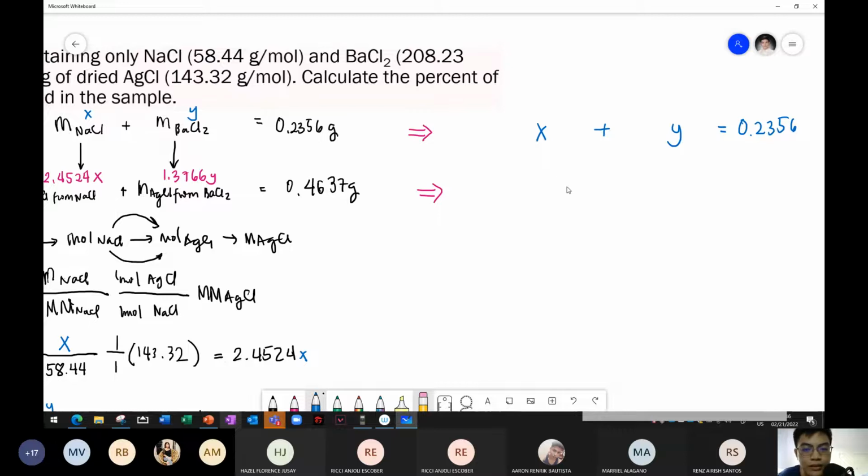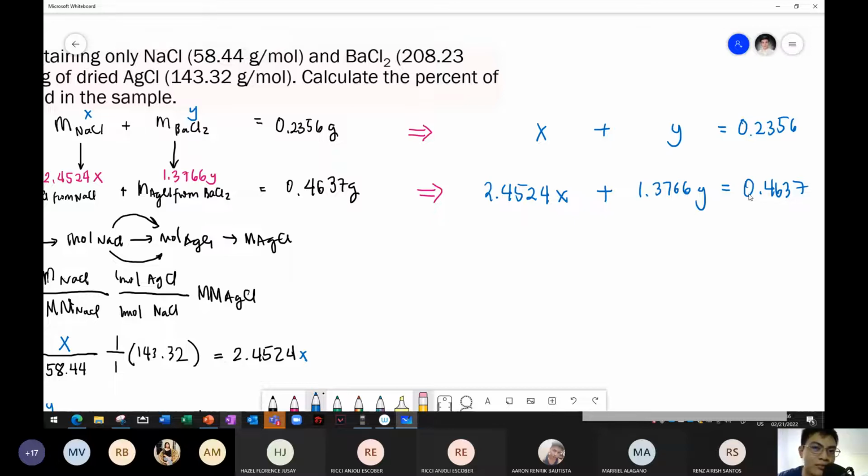Ito rin, kakapehin ko lang yan basically. Okay? So, 2.45. 2.45. And then, kapag pinag-add mo daw yung mga chlorides from your NaCl, barium chloride, ang total mass daw ay 0.4637 grams.